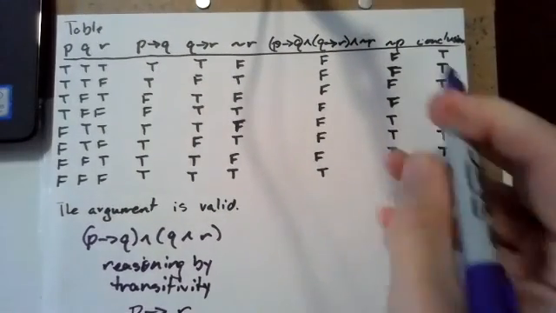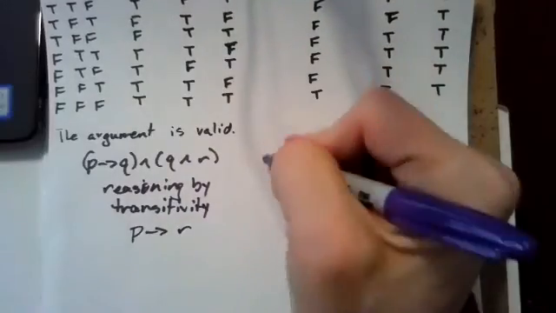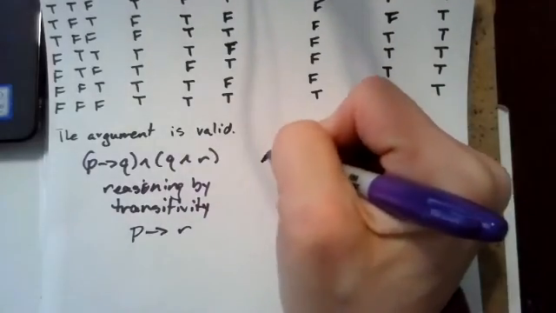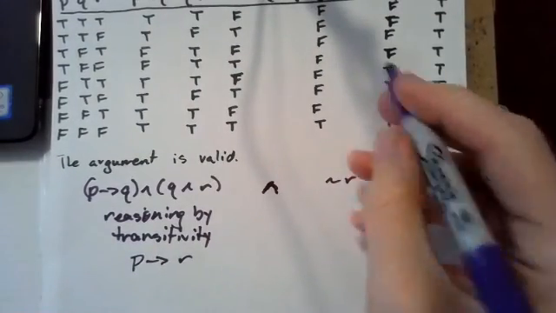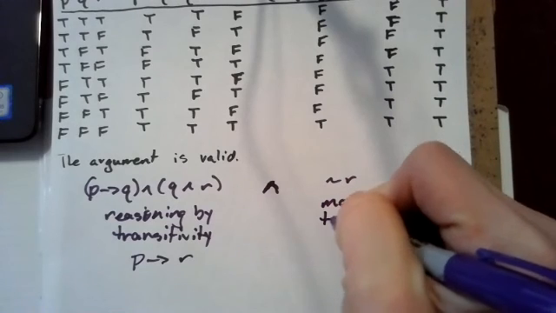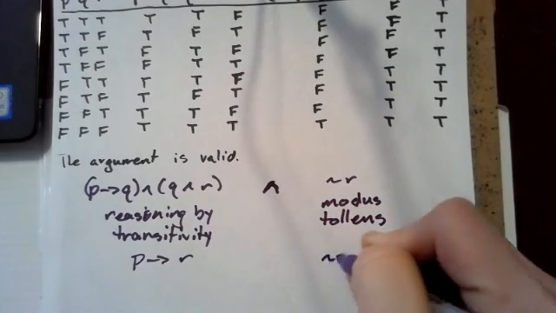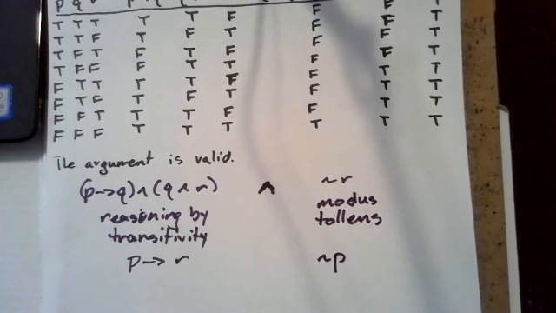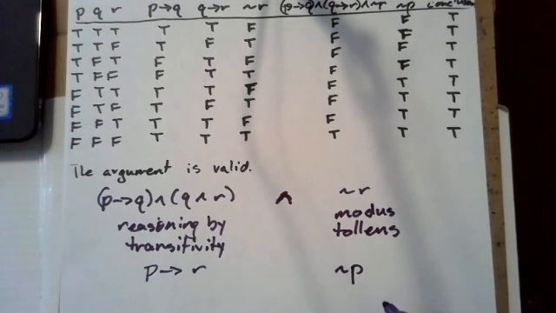But then we're given not R. If we have not R, then by modus tollens, we have not P. Because P implies R and not R means not P.